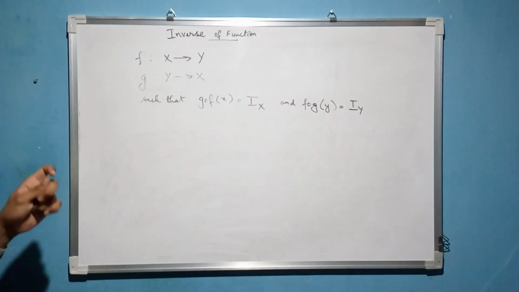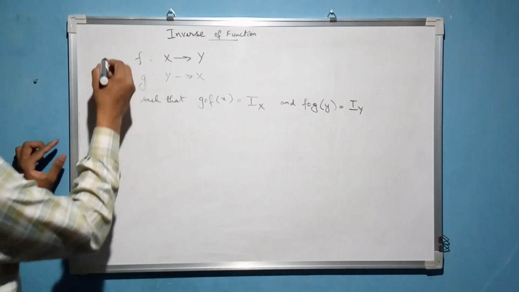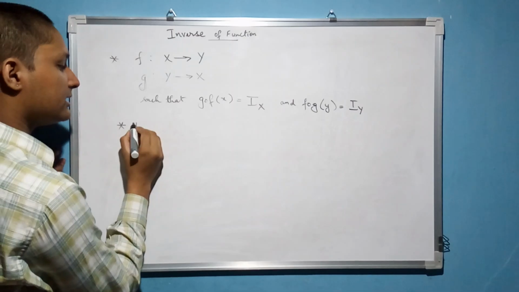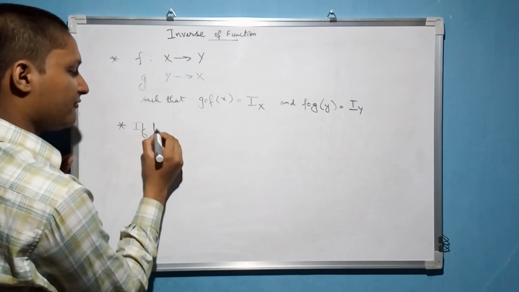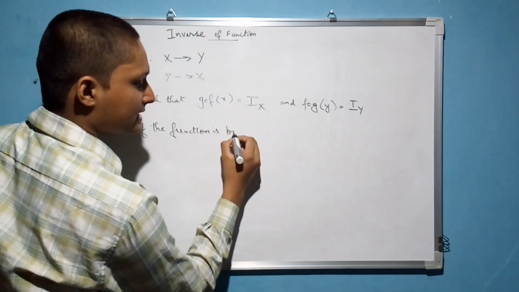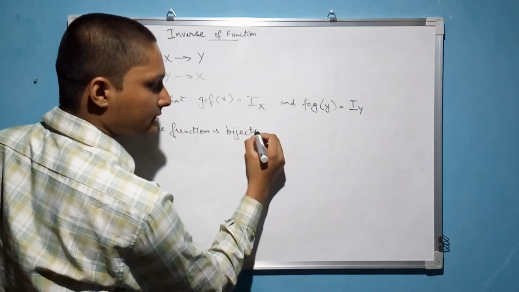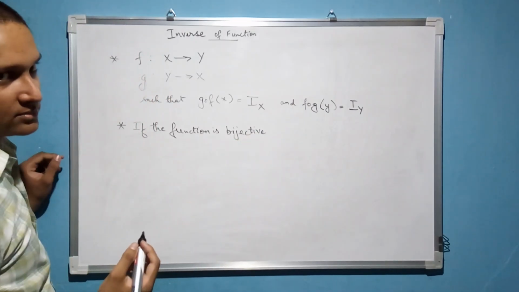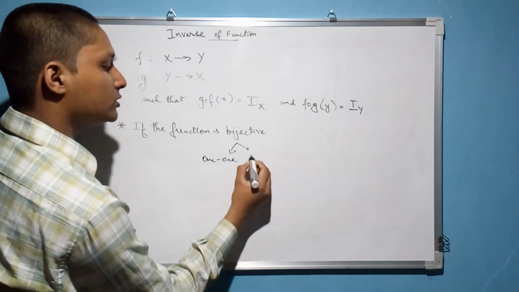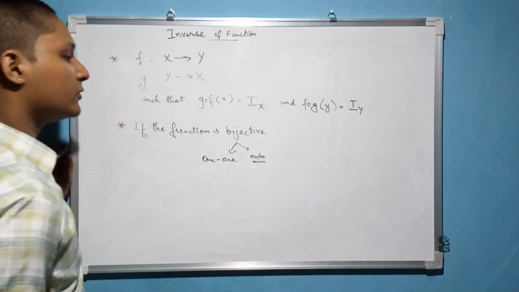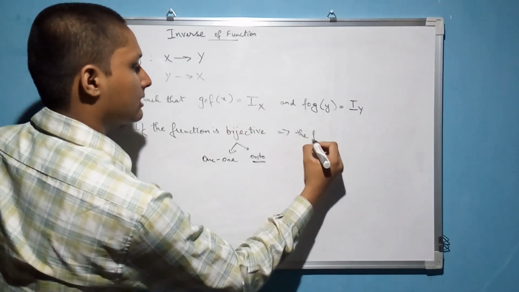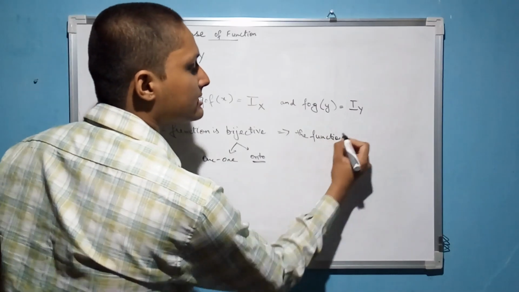Right? How to find the inverse of a function? So generally we need to know which functions are invertible. The functions are invertible if the function is a bijective function. What is the meaning of bijective? In the previous sections you understood what a bijective function is. A bijective function is one that is both one-one and onto, right? So if the function is bijective, then it implies that the function is invertible. Invertible means the inverse exists.